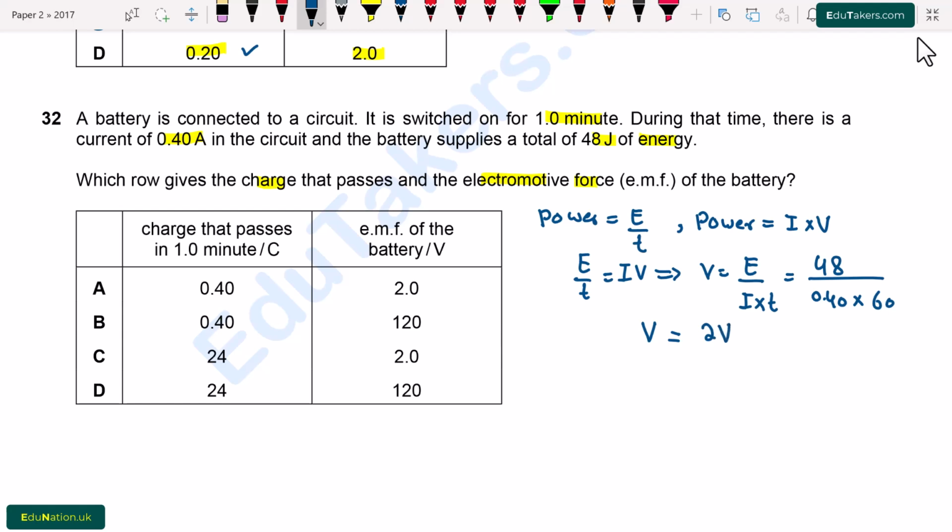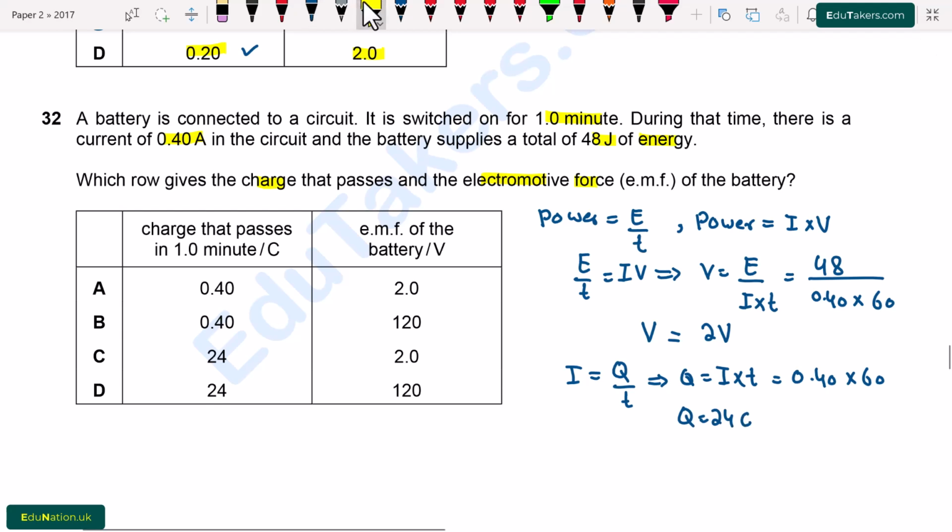Next we have to find out the charge. We know that current is the rate of flow of charge, which is Q by T. So Q will be equal to I multiplied by T. Current is given 0.40 multiplied by time, which is 60 seconds. So charge Q will be equal to 24 coulomb.